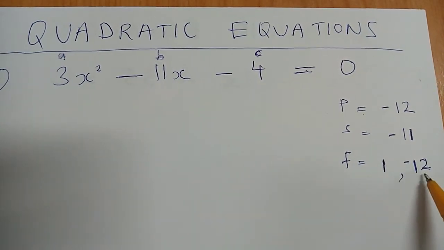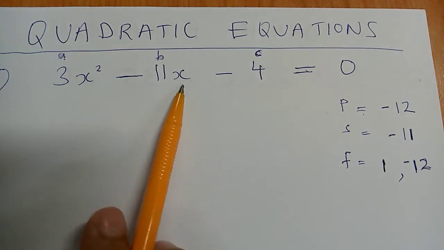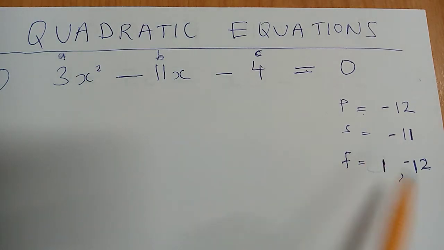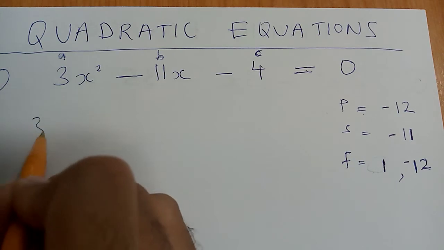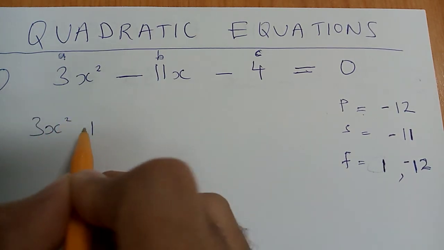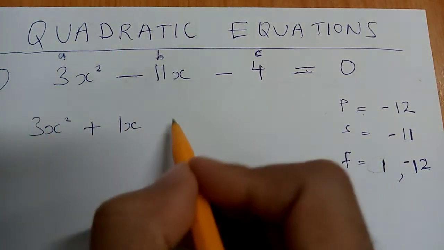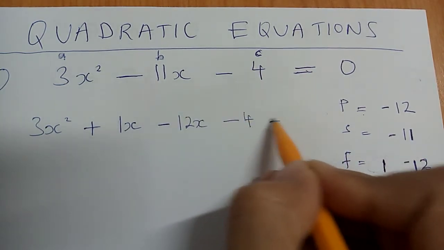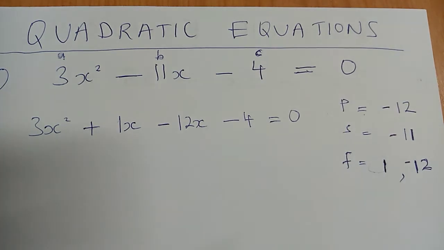So how do you use these two factors? You use them in place of negative 11x. Instead of negative 11x, I am going to say 1x minus 12x. So let us continue here. 3x squared plus 1x minus 12x minus 4 is equals to 0.